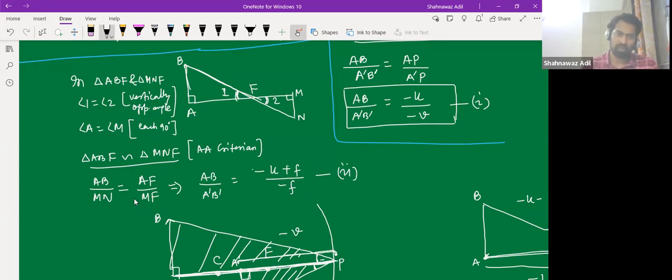And here I have used that MN is equal to A prime B prime, right? It's the height of the image.